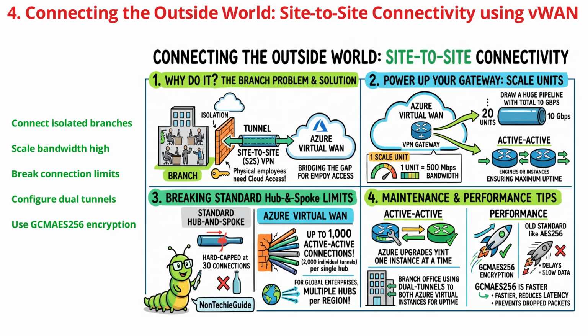Forget the old standard limitations that capped you at 30 connections. Azure Virtual WAN breaks boundaries, supporting up to 1,000 connections and 2,000 individual tunnels to easily manage massive global enterprise needs. Finally, for maintenance and performance, always configure dual tunnels from your router to both Azure instances to prevent drops during upgrades, and select GCMAES 256 encryption. It's faster, reduces latency, and prevents dropped packets compared to older standards.